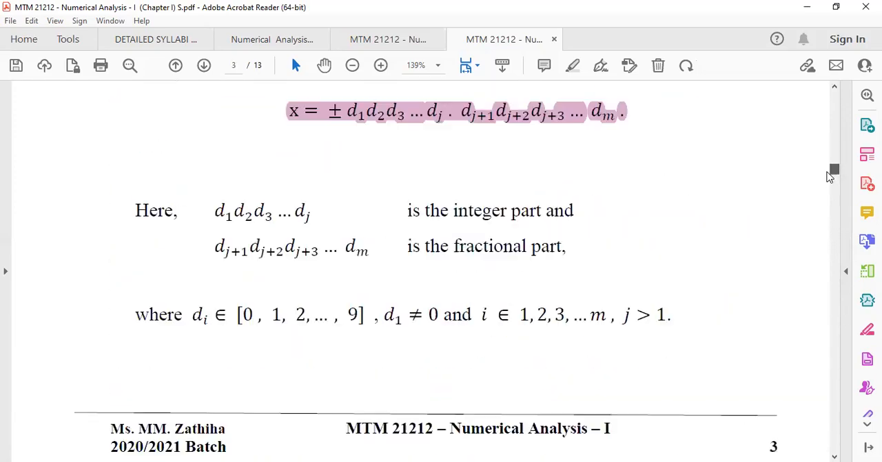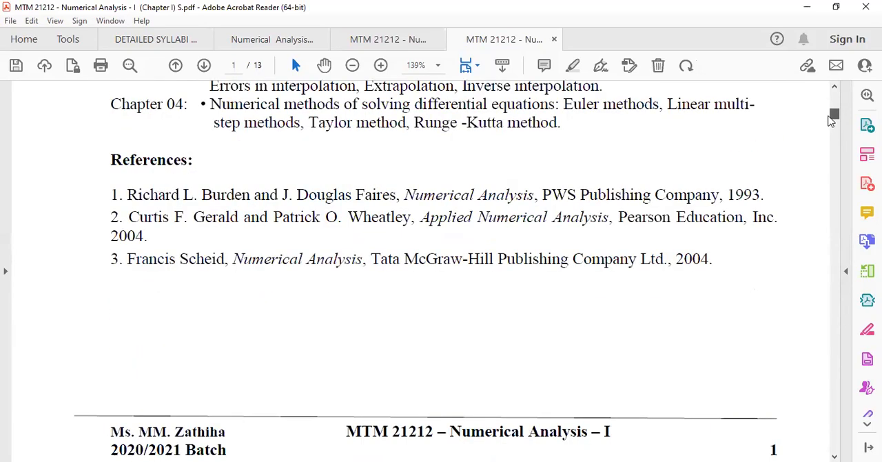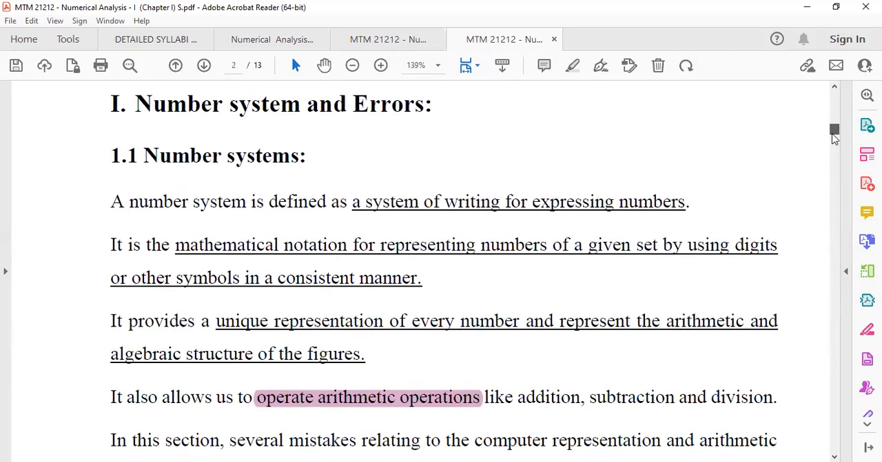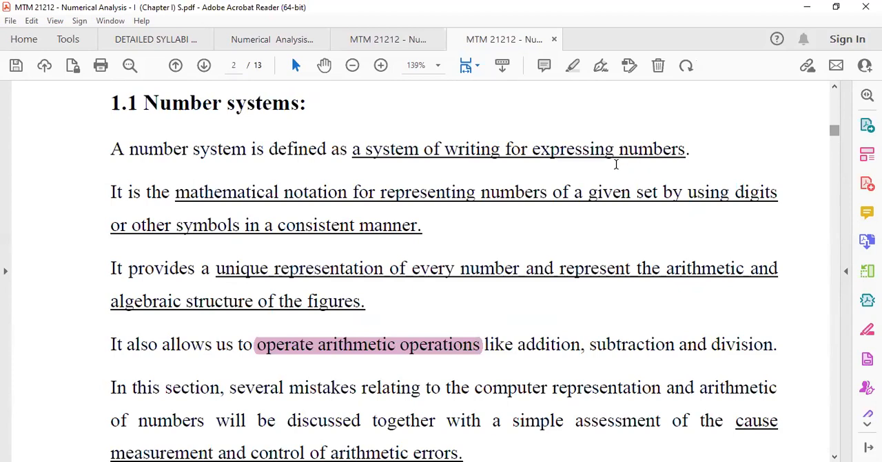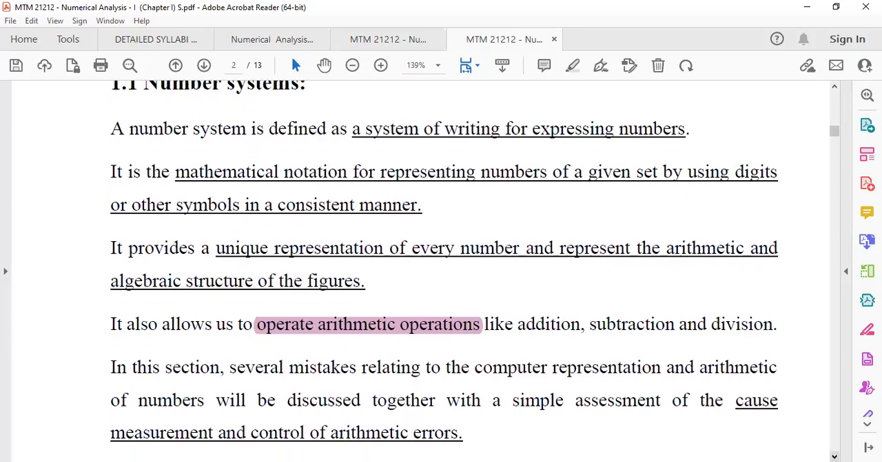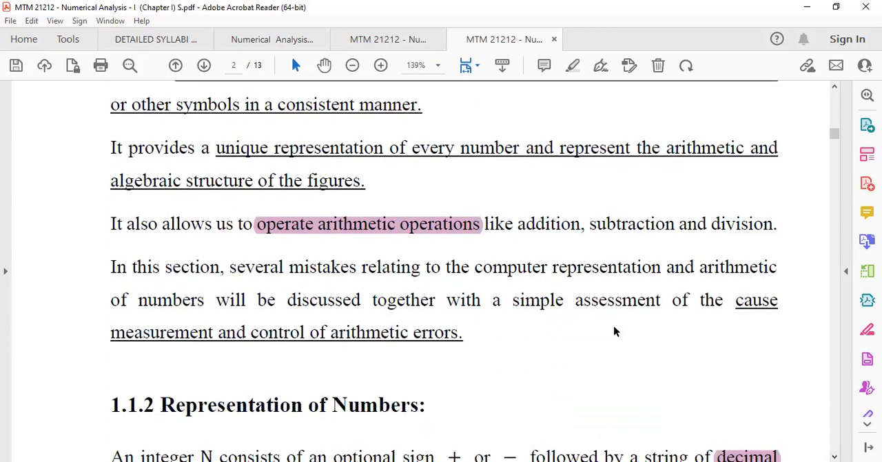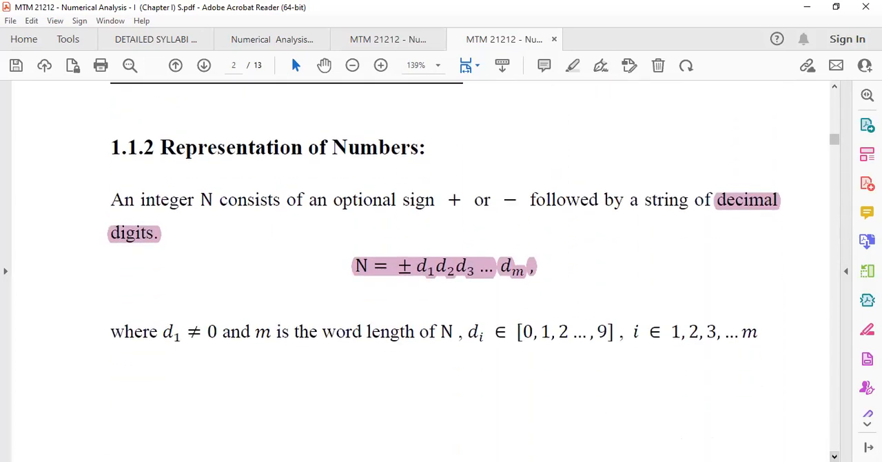First of all, let me summarize what we have learned on the number system. A number system is a way of expressing numbers. It is used in mathematical notation, representing numbers by using digits or symbols. These are unique representations which are helpful to perform arithmetic operations like addition and subtraction.